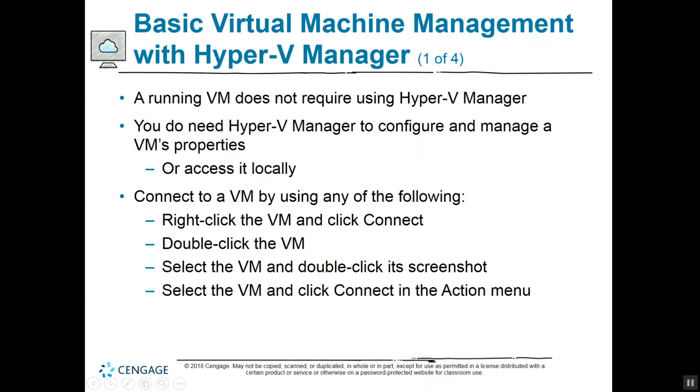Running a VM does not require using Hyper-V Manager. You do need Hyper-V Manager to configure and manage a VM's properties or access it locally. Now, you can connect to a VM by using any of the following. You right-click the VM and click Connect. Double-click the VM. Select the VM and double-click its screenshot. Select the VM and click Connect in the Action menu up above.